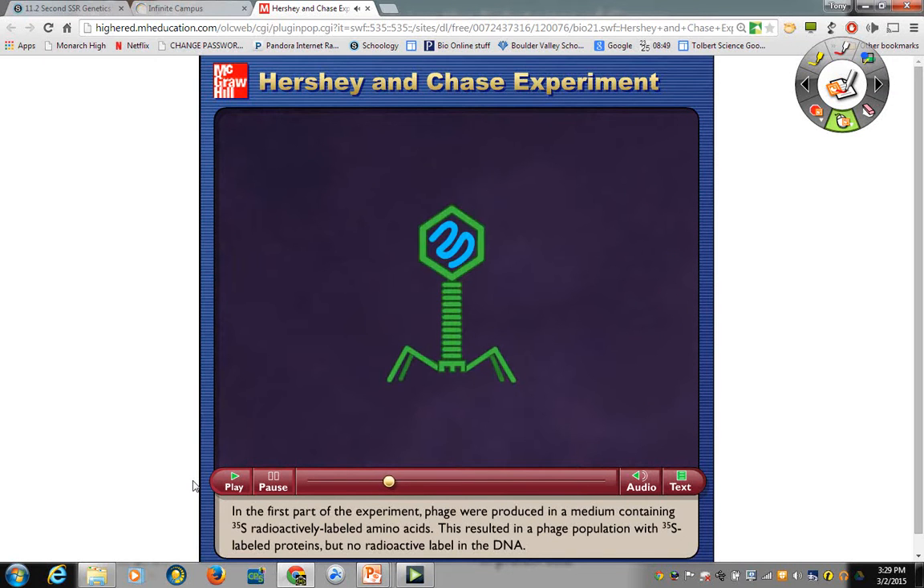In the first part of the experiment, phage were produced in a medium containing S35 radioactively labeled amino acids. This resulted in a phage population with S35 labeled proteins, but no radioactive label in the DNA.